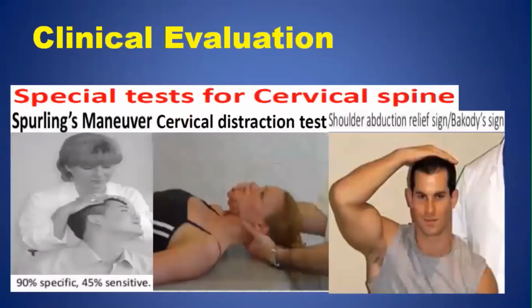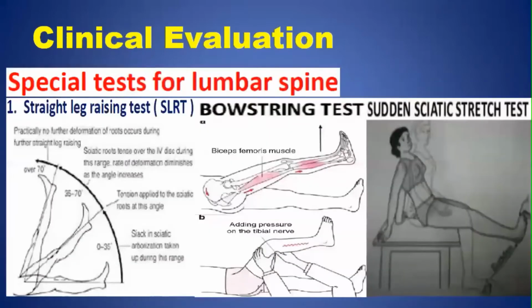That will help you with early detection of some of the spondyloarthropathies like rheumatoid arthritis and ankylosing spondylitis. There are certain special tests available for the cervical spine like the Spurling maneuver, which is 90% specific for acute cervical disc herniation leading to cervical radiculopathy. However, the pain of cervical radiculopathy will reduce with the cervical distraction test and shoulder abduction sign. There are certain special tests available for the lumbar spine like SLR. However, you must remember that the SLR is considered positive for acute disc herniation only between the angles of 35 degrees to 70 degrees. You can again confirm it with the Bowstring test and sudden sciatic stretch test.